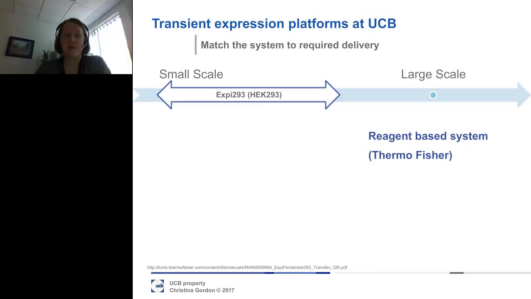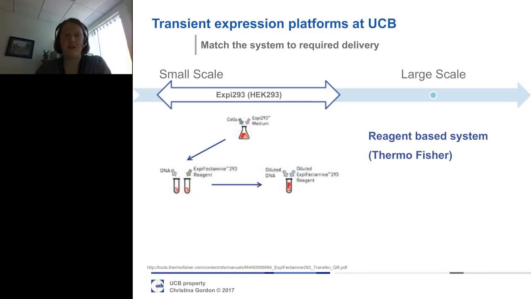So now I just wanted to quickly tell you which transient expression platforms we are using currently for our small-scale systems. One of them is the reagent-based system called XP293, supplied by Thermo Fisher. I just wanted to quickly show you what the process is. You take your cells, dilute them in XP293 medium, you take your DNA and your reagent and dilute it in Optimum, you add them together, incubate it for 20 minutes before you're adding it to your transfection culture, and after about 16 to 18 hours, you would add your enhancers.